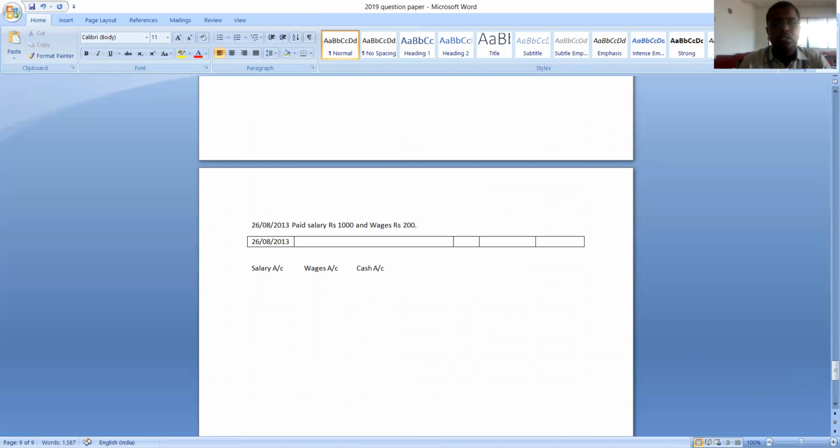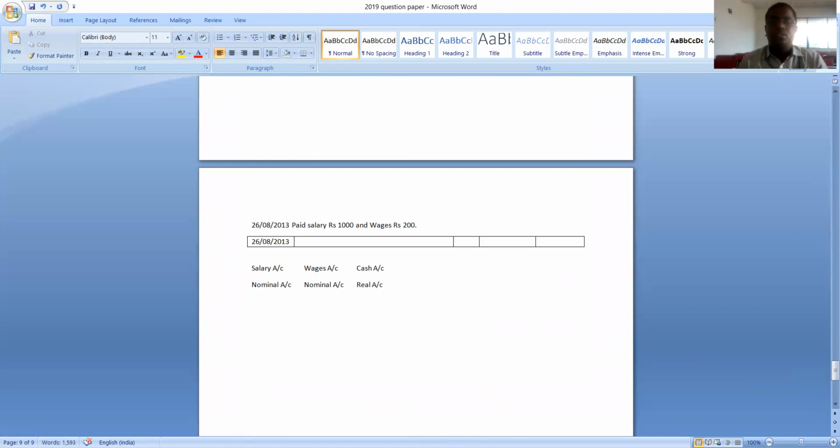Which account is salary account? It is a nominal account. Wages account is which account? It is a nominal account. Cash account is which account? It is a real account.